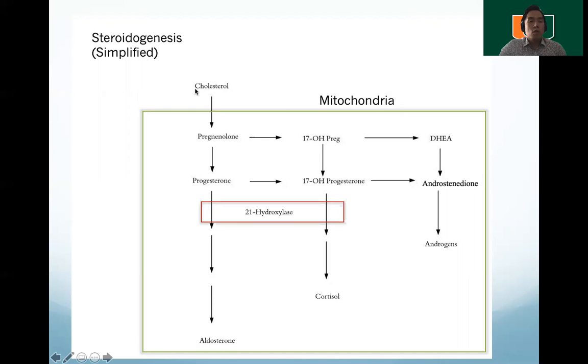So what is the precursor of steroids? They're all cholesterol, right? Cholesterol has to be transported into mitochondria. The majority of adrenal steroid production occurs in mitochondria. So cholesterol gets converted to pregnenolone, a very important step. Pregnenolone gets converted to progesterone. Also, pregnenolone can be hydroxylated at position 17 to become 17-hydroxypregnenolone, and it's converted to 17-hydroxyprogesterone.